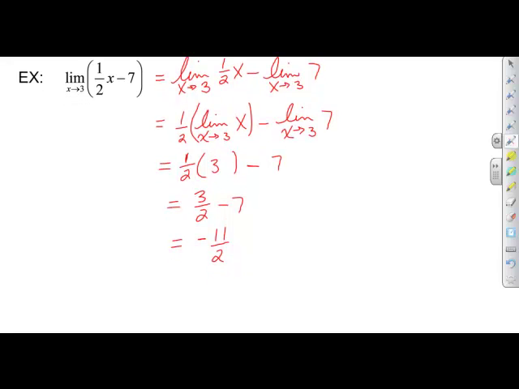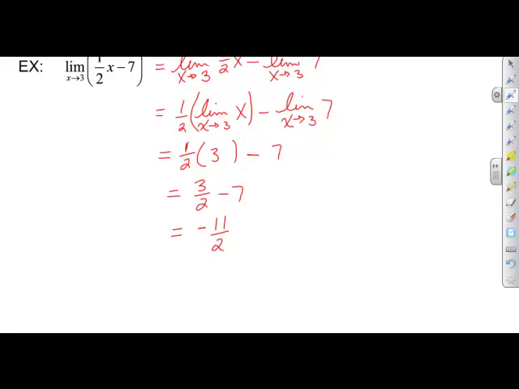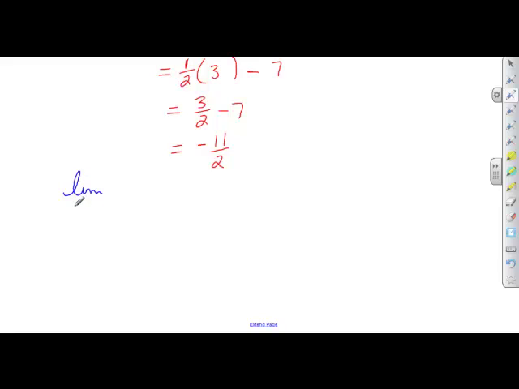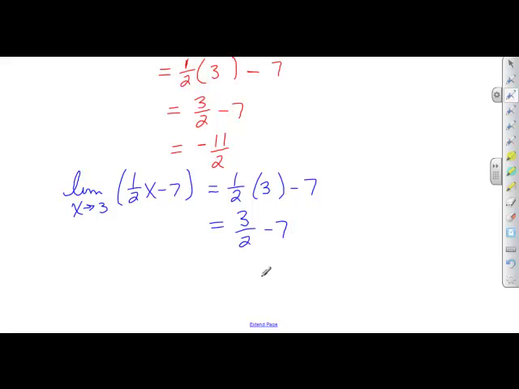If I worked the same problem using substitution, which I've told you is okay now, let me write the problem down again so we can see it. The limit as x approaches 3, the function is 1/2 x minus 7. Using substitution, I can write not 1/3, that's wrong, I can write 1/2 times 3 subtract 7. And then you're looking at 3 halves minus 7, which is exactly what we had before, negative 11 halves.